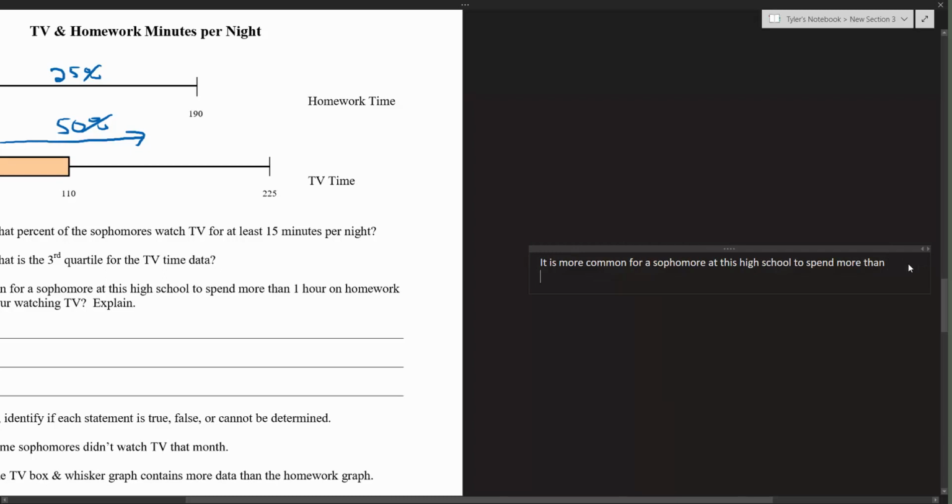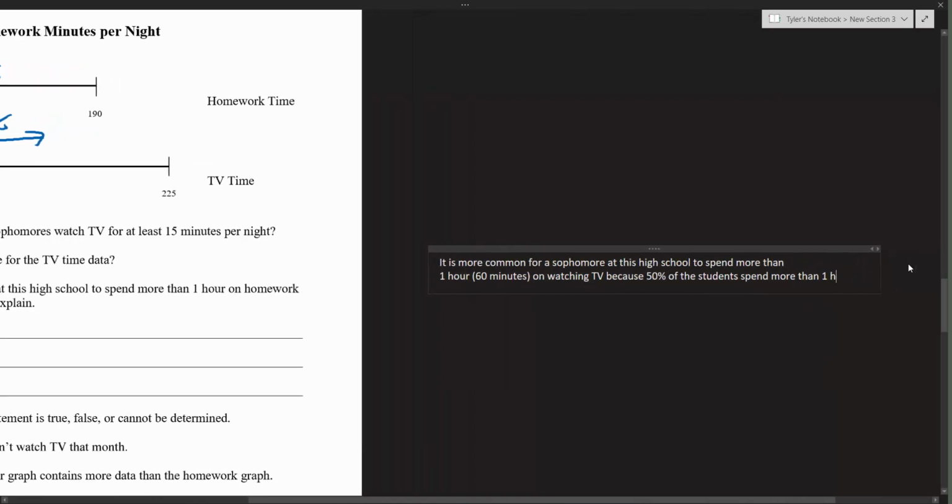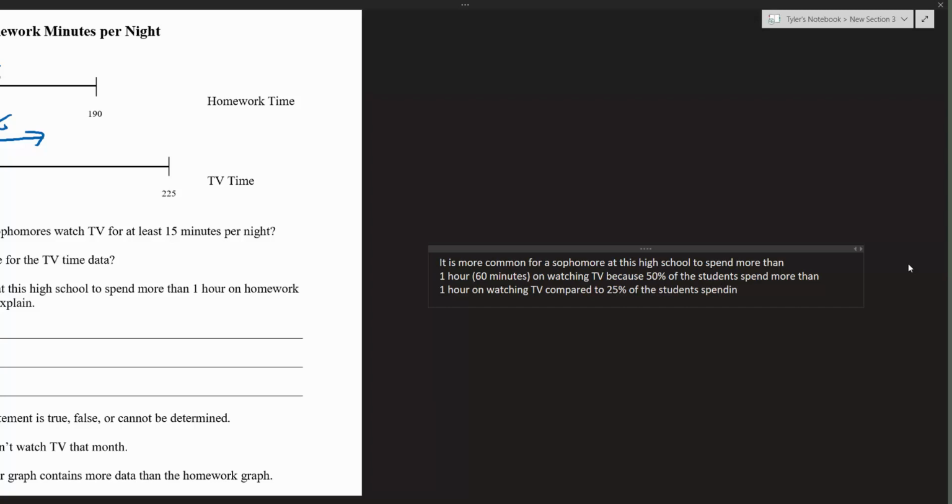more than 1 hour, which is 60 minutes, on watching TV because 50% of the students spend more than 1 hour watching TV compared to 25% of the students spending more than one hour on homework.